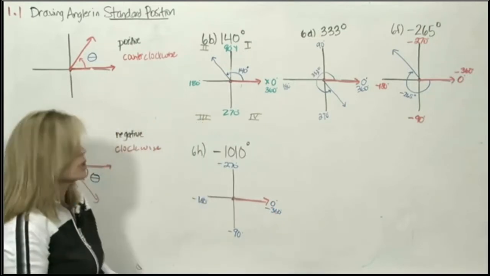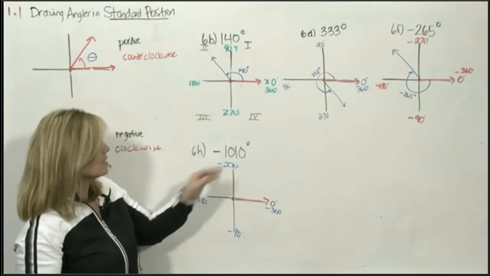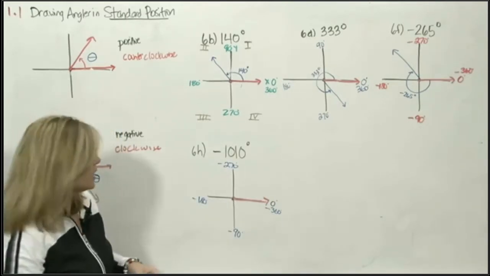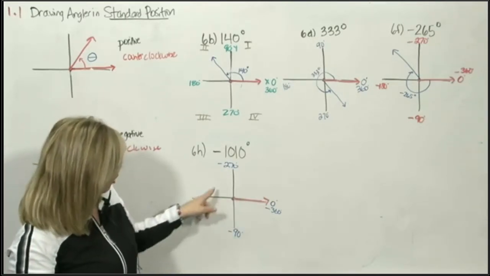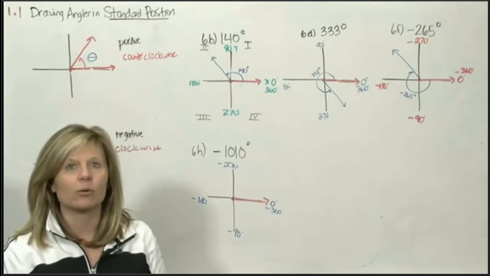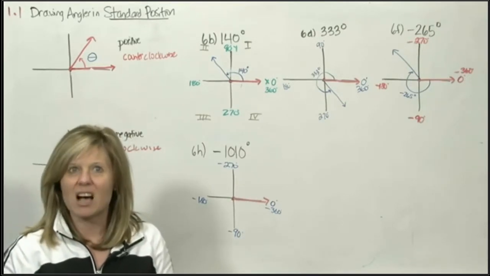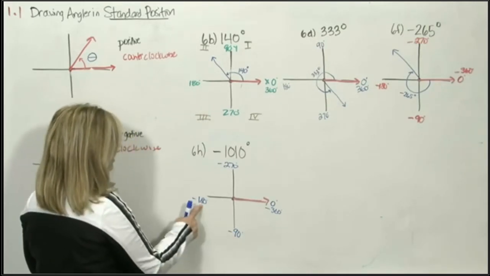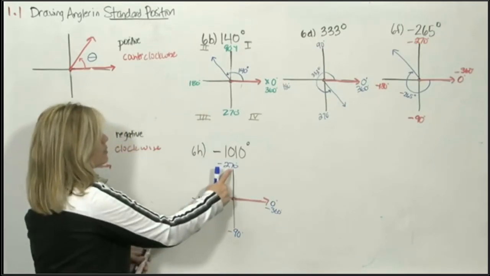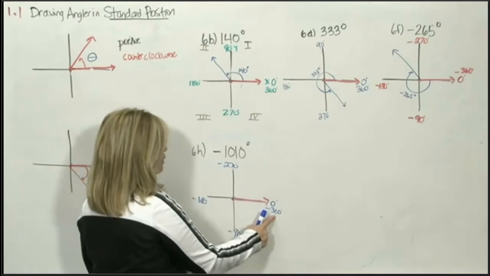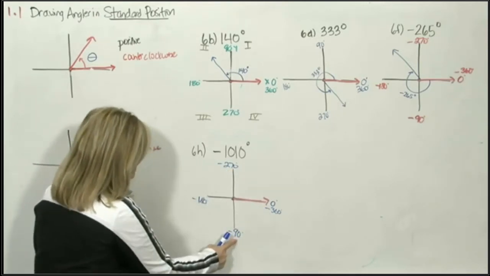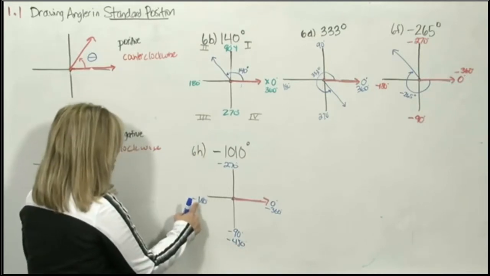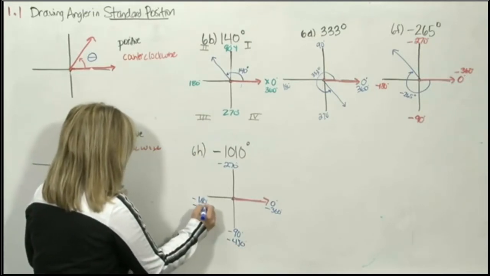Now, what happens is we're going to negative 1,010 degrees. So we've got to keep counting backwards. So if you look at this, these are multiples of 90, all these angles. That means they're multiples of 9. So you know your 9 times tables. 9 times 1 is 9. 9 times 2 is 18. 9 times 3 is 27. 9 times 4 is 36. So this would be 9 times 5. This is negative 450. This is 9 times 6, negative 540.